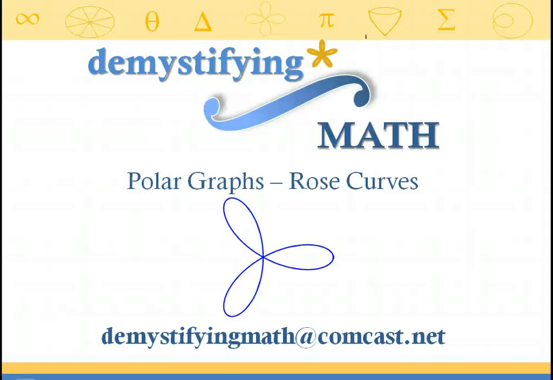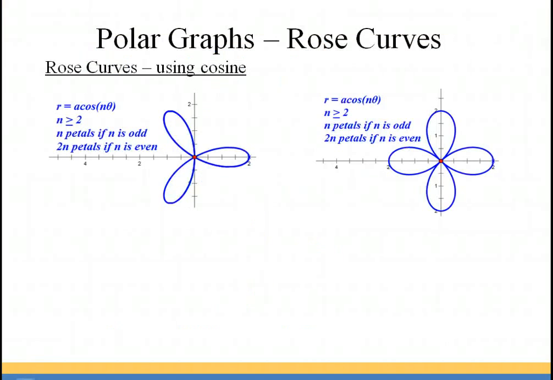Welcome to Demystifying Math. In this lesson, we're going to be graphing Rose curves. Let's start off with a Rose curve represented by r equals a cosine n theta. These are going to graph Rose curves as long as your n value is greater than or equal to 2. You will have n petals if n is odd, and twice as many petals as n if n is even.